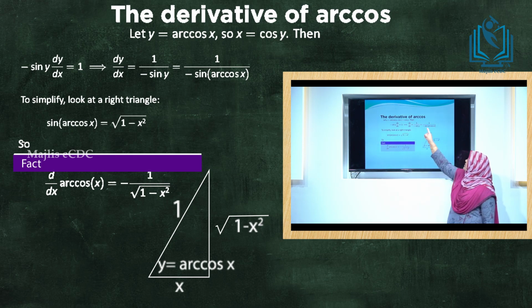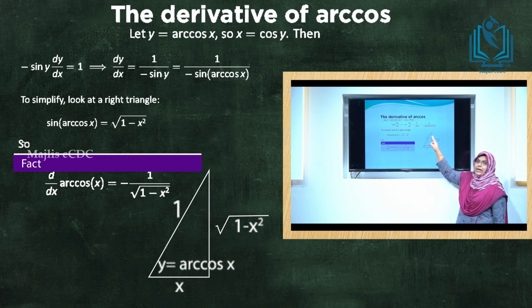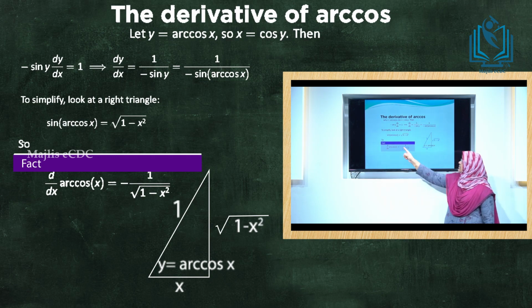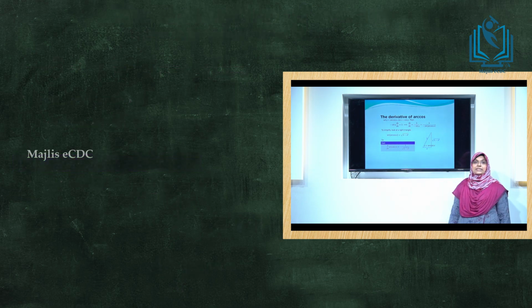We want to find sin of arccos x. From the right angle triangle, we can find sin(arccos x) = √(1 − x²), that is opposite side by hypotenuse. Thus, d/dx of arccos x = −1/√(1 − x²).